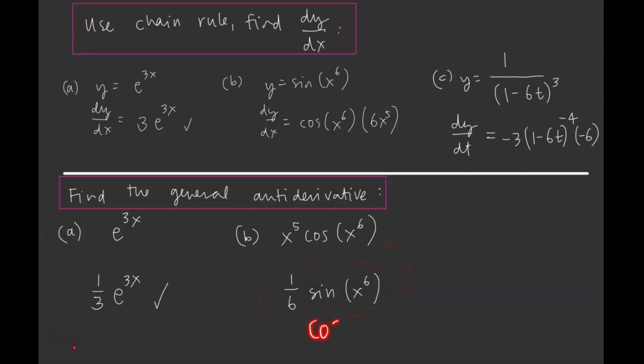The derivative of this would be cos x to the 6th times 6x to the 5th, but we have a 1/6 out front, so that cancels, and we do end up with this. So this is the true antiderivative of the thing on top.